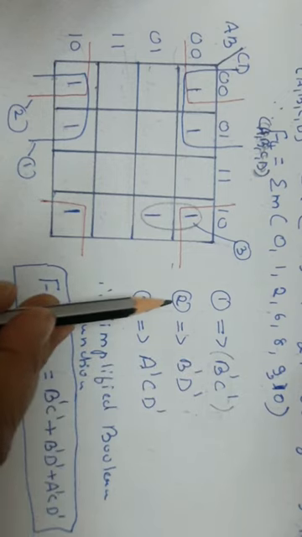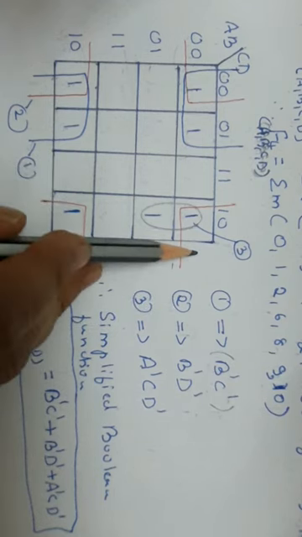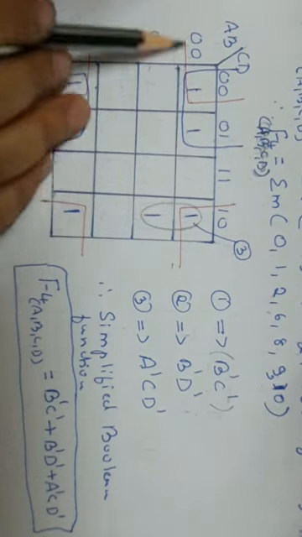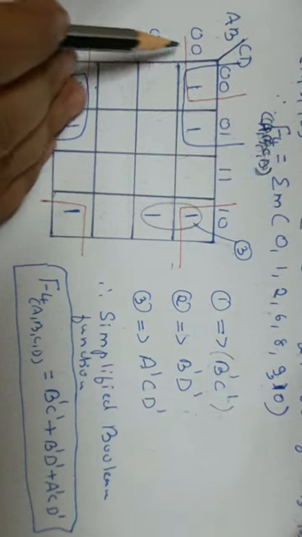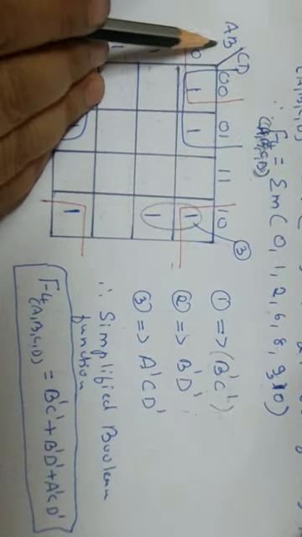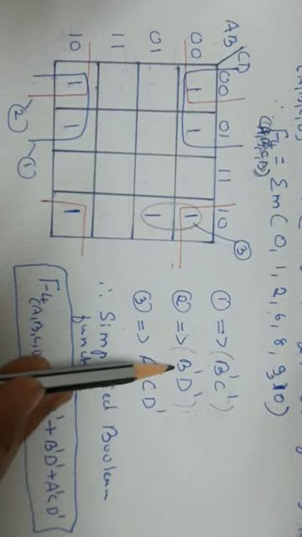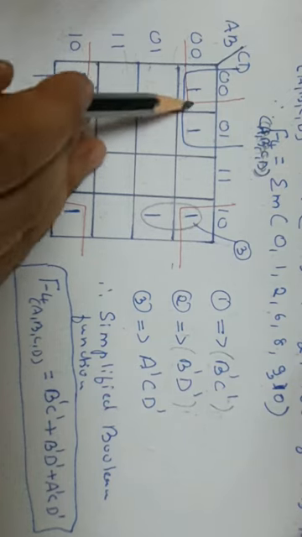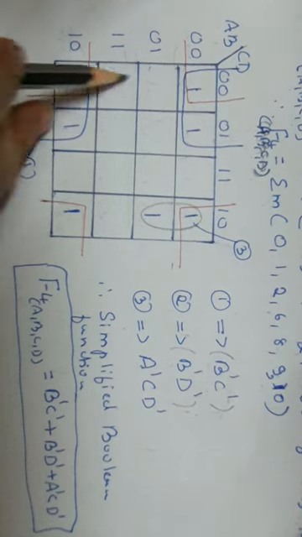Then moving on to the second group. Which is the second group? This red marked, these four ones. If you observe, they are covered in two rows, 00 and 10. This 0 and this 0 is common with respect to B. Hence, we write B dash for the second group. That is row-wise common. Then column-wise, in the second group, these four ones, if you observe, fall in these two columns.